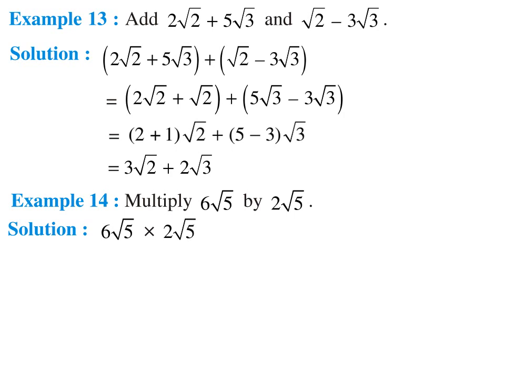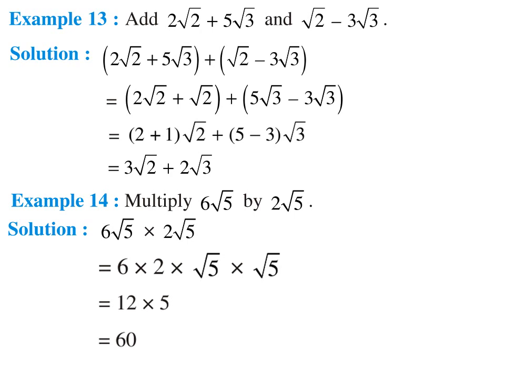Now for the multiplication, first of all, make a pair of the rational and irrational numbers. We know 6 and 2 are rationals and root 5 is irrational. So we are pairing these numbers separately. So I can write it as 6 into 2 into root 5 into root 5. Now root 5 into root 5 will become 5 and 6 into 2 will become 12. So it will become 12 into 5. So my final answer is equal to 60. That will be my final answer.